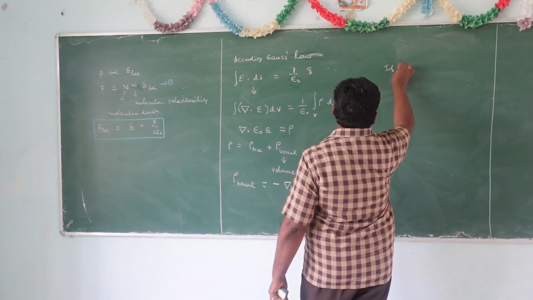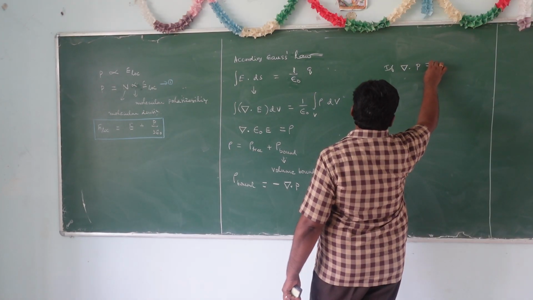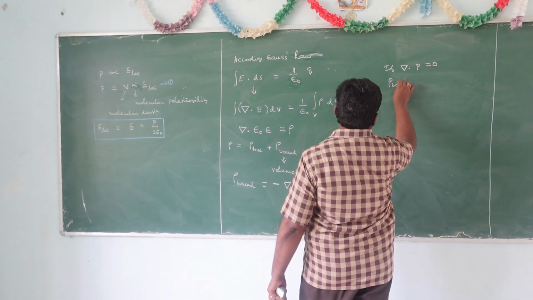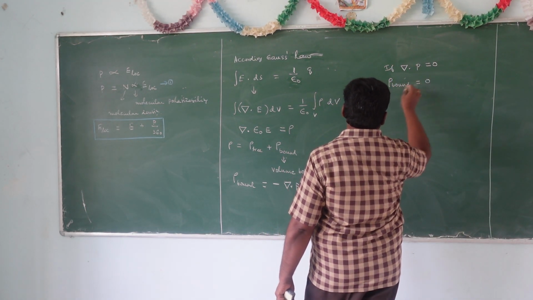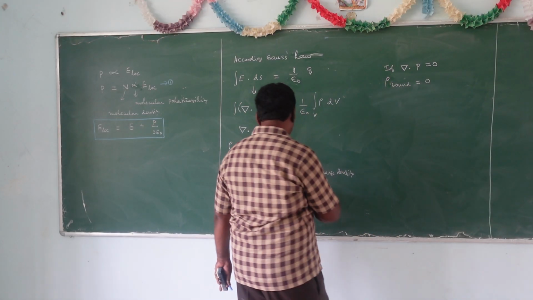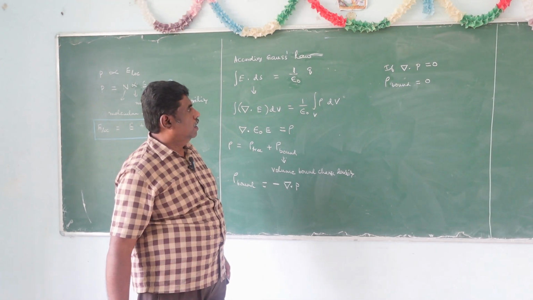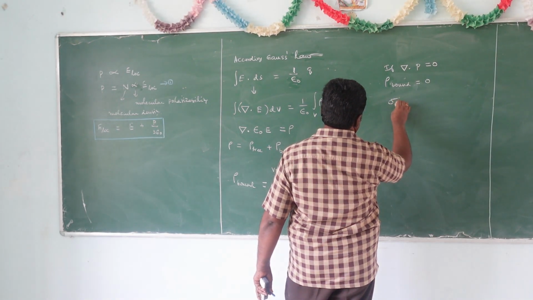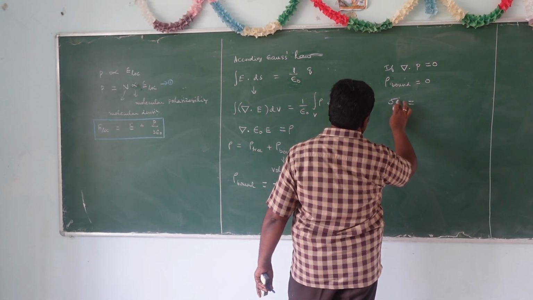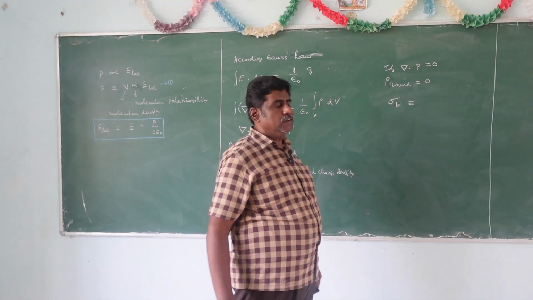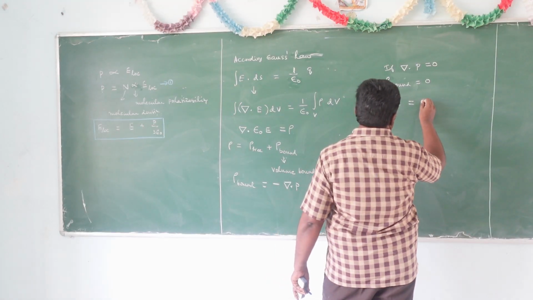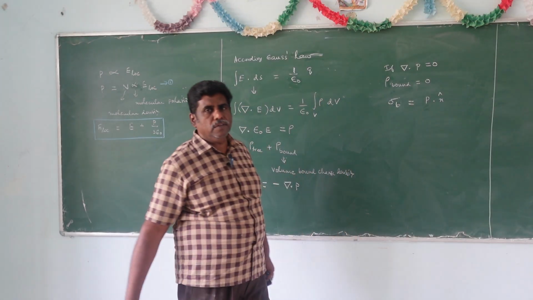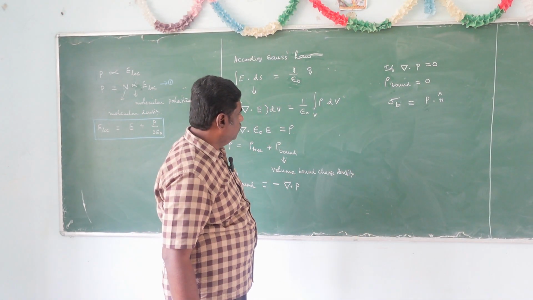If del dot P equals 0, then rho bound is 0. Here rho bound represents the volume bound charge density. At this stage, sigma B has a value. Sigma B represents the surface bound charge, and it is given by the formula P dot n cap. Charges are accumulated on the surface of the dielectric.